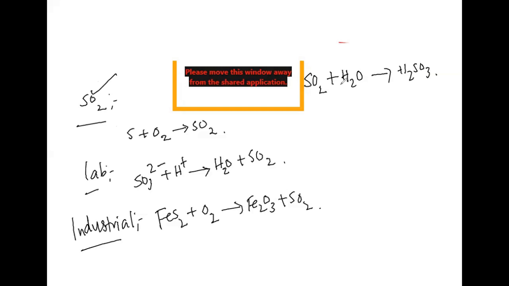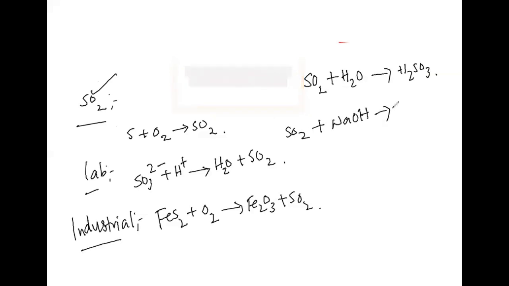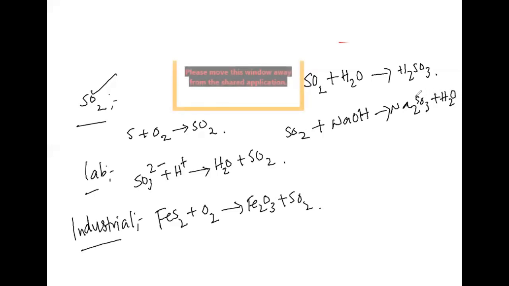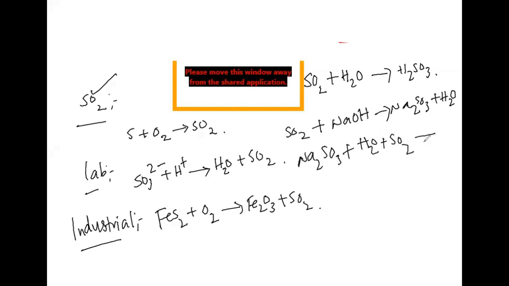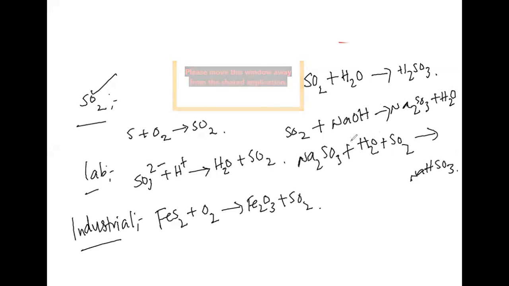That is sulfurous acid. Being an acid, it reacts with a base like NaOH to give Na2SO3 plus H2O. If you still pass sulfur dioxide gas, it gives NaHSO3, sodium bisulfite. Generally, this sulfur dioxide acts as a reducing agent.